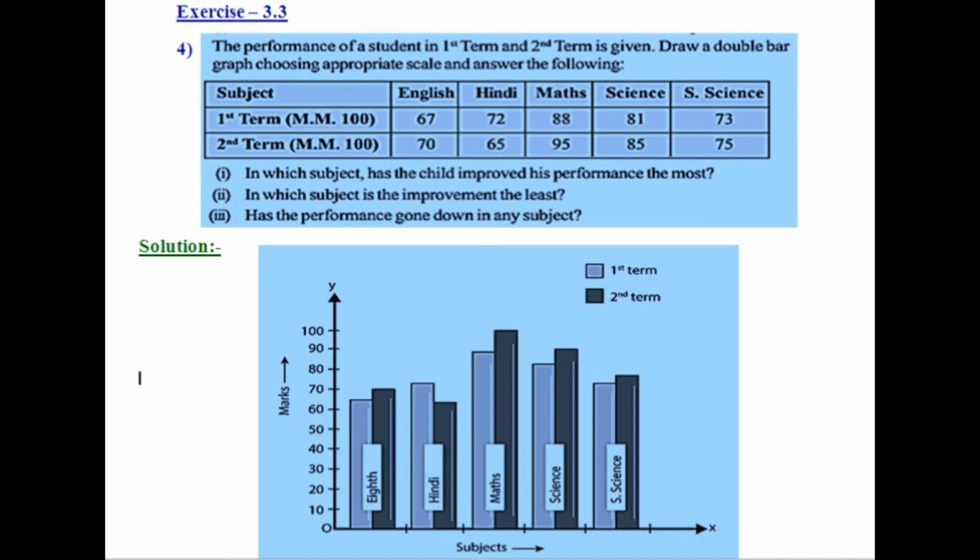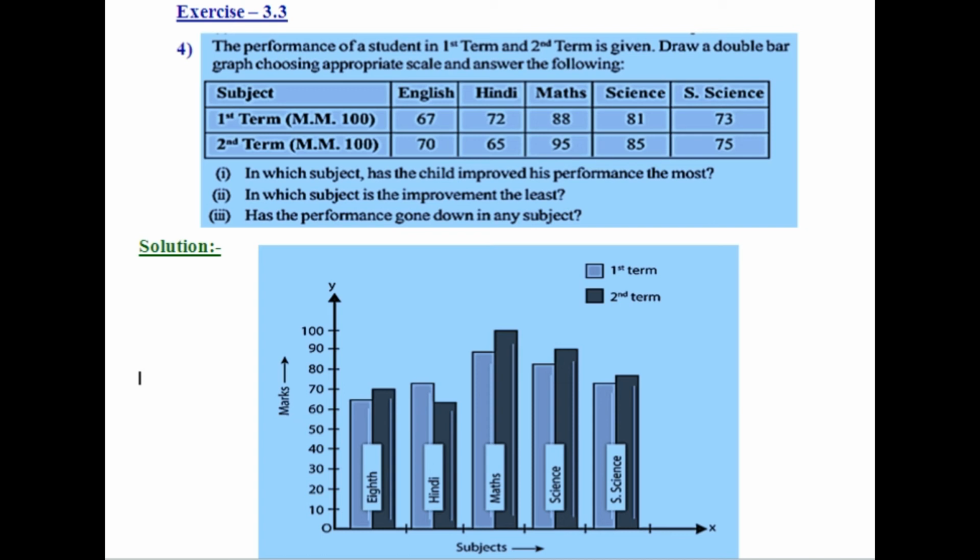So like this easily we can do. Here you see, here one small division is 1 mark. Remember, one small division is 1 mark. So first term English mark is 67. You draw the bar 67, up to 65, 66, 67.